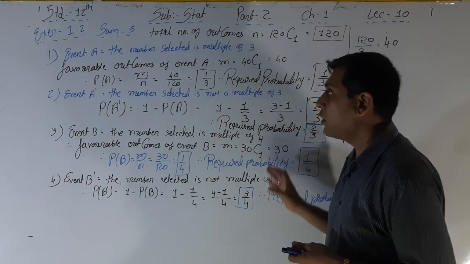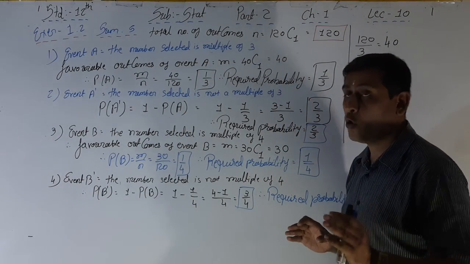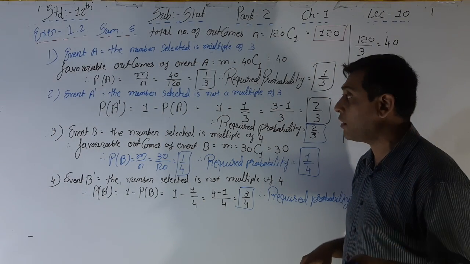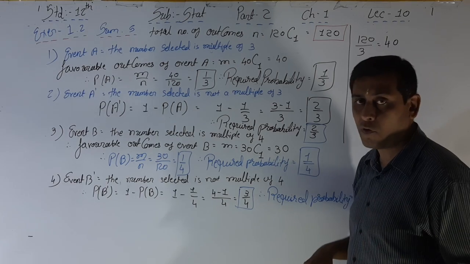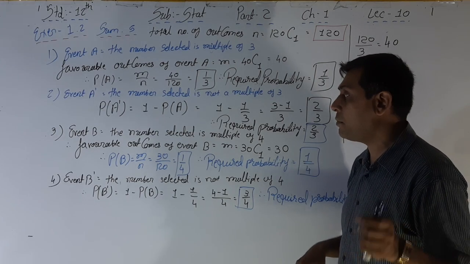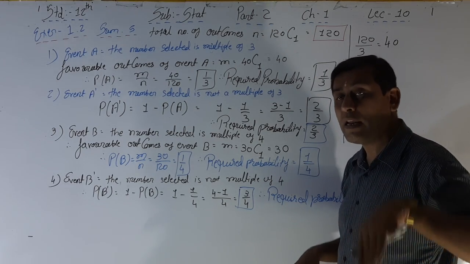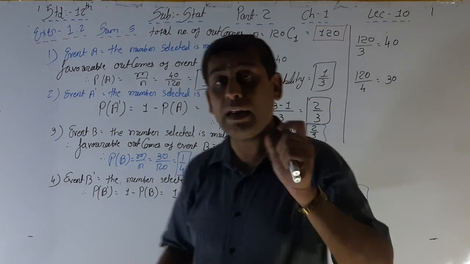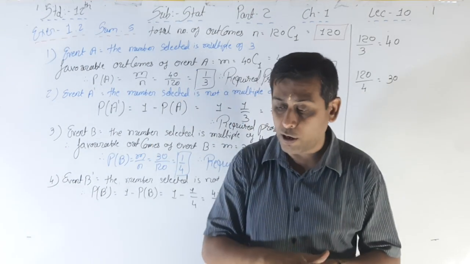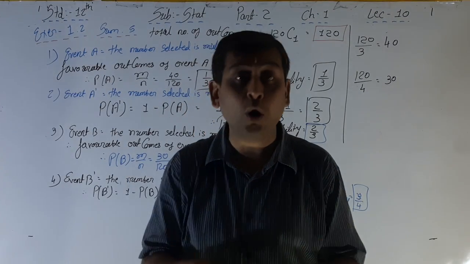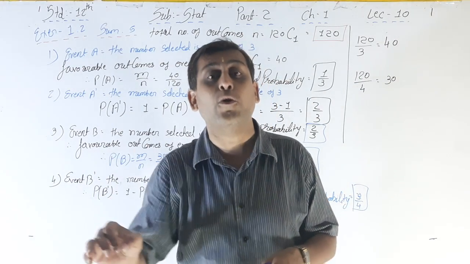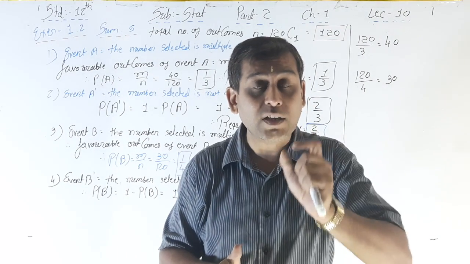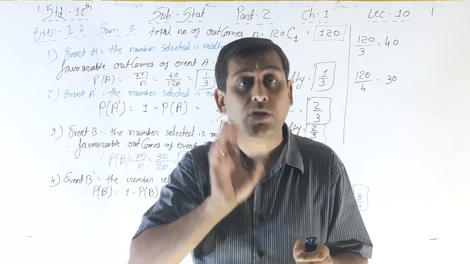Okay, so here 4 events, 4 points are complete. Event A, number selected is a multiple of 3. Event A dash, number selected is not a multiple of 3. Event B, number selected is a multiple of 4. Event B dash, number selected is not a multiple of 4. And now the fifth and the last point is a multiple of both, that is 3 and 4. So here what is the event? First of all, it is "and", that's why we have to use the intersection.